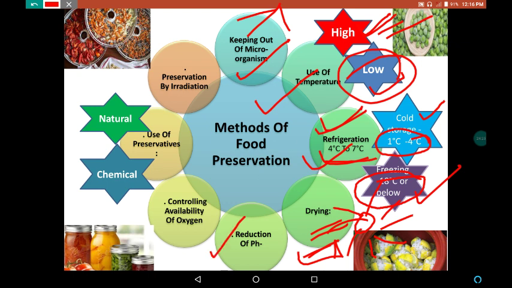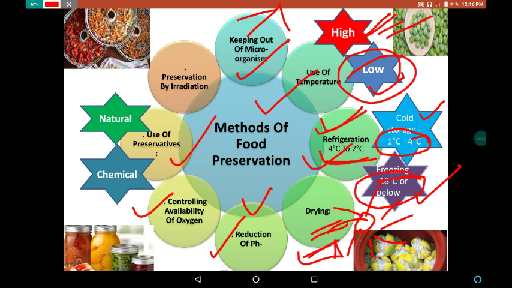Reduction of pH. We can reduce the pH of any food product, or alkalinity in a food product, like when we use vinegar. Most of you, or your mother, used vinegar to preserve pickles. So we can reduce the pH of that product. Next is controlling availability of oxygen by canning, use of oil, salt and sugar.